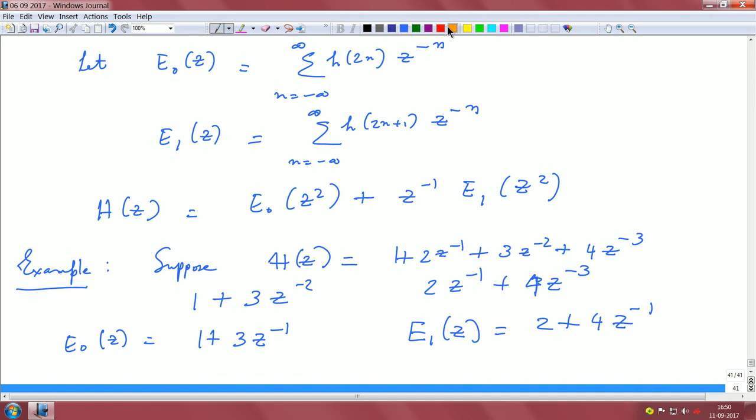Just to give you, from here I can go to E naught of z square, which will give me this. To get this, I have z power minus 1 times E1 of z square.